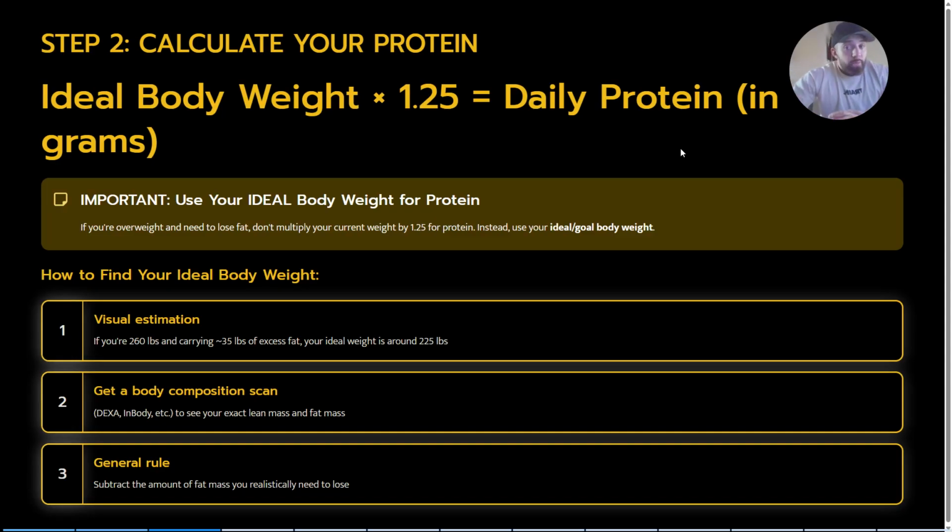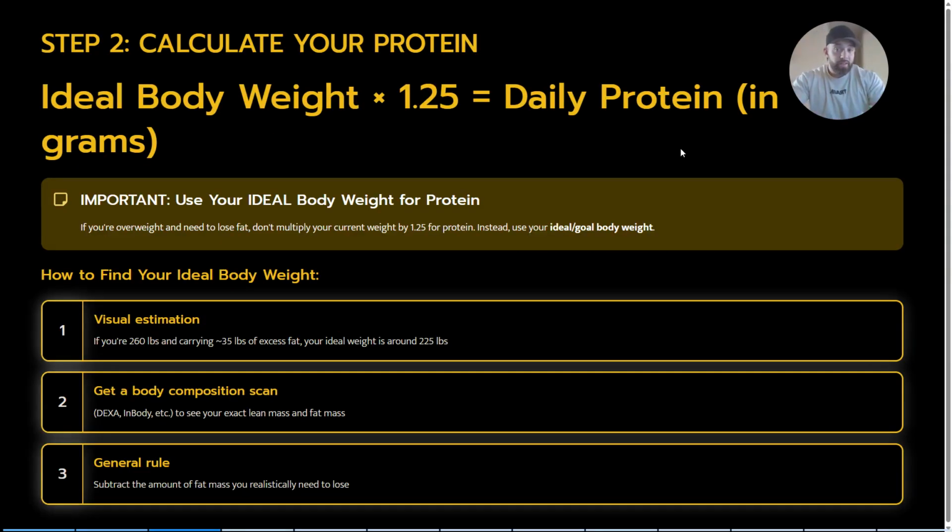You can find your ideal body weight by doing a visual estimation. If you're 260 pounds and carrying 35 pounds of excess body weight, your ideal body weight is around 225. I can guarantee if you're around the 6 foot mark and you're 260, you could probably shoot for 225. It's a fair assessment to say you have 35 pounds of fat to lose. To confirm this, you can get a DEXA scan, an InBody, and find the exact lean mass and fat mass you have and do the math for it. Subtract the amount of fat mass you realistically need to lose from your total body weight, and that'll let you know your ideal body weight.